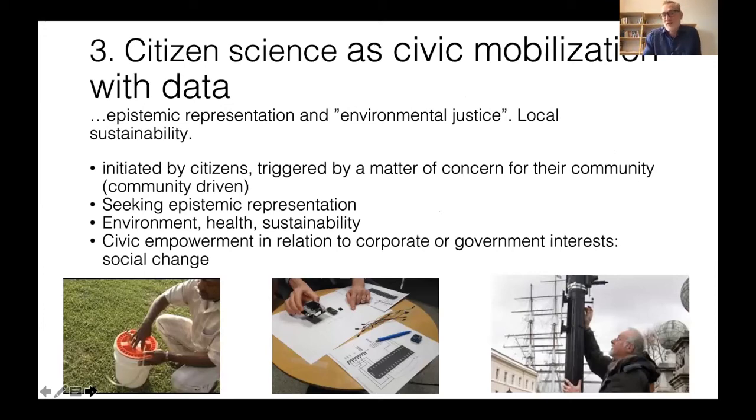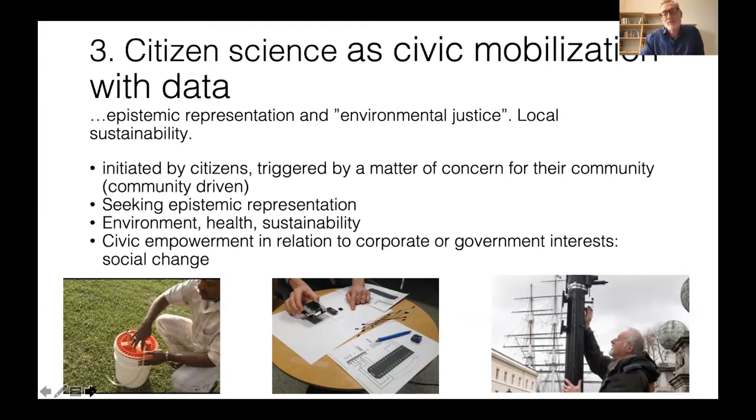And then the last one, which I think is a very interesting one, is citizen science as civic mobilization with data. It is actually the way that citizenship is changing today. I think this is a good illustration of this. We have political representation. We have our political parties that represent us in the parliament. But this is about citizen groups seeking epistemic representation, that is, knowledge that represents them as concerned citizens, and seeking maybe environmental justice and local sustainability.